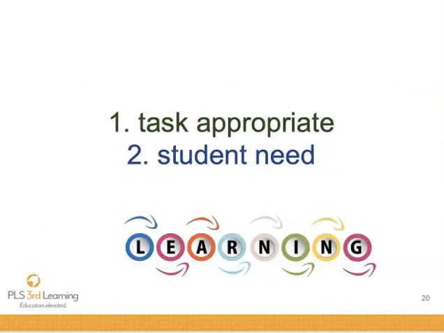Number 1 is task appropriate. Number 2 is student need. How many had both right? How many of you had 1 right? How many of you had none?